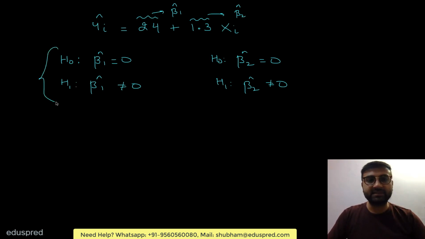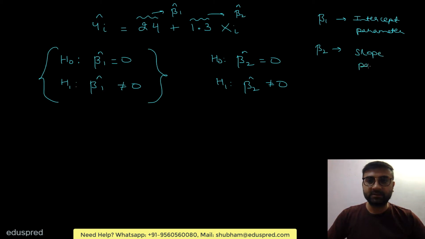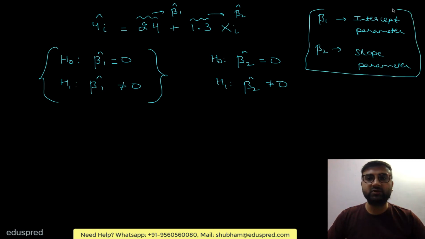Basically, the hypothesis that you have should not be based on the estimator. So in this case, you are saying that the null hypothesis is beta 1 hat is equal to 0. Think of it in this way: beta 1 is the intercept parameter, and beta 2 is the slope parameter. Now beta 1 and beta 2 are the true things that we do not know. So we are trying to estimate beta 1 and beta 2. And this beta 1 hat and beta 2 hat that we are working with are actually the estimators of beta 1 and beta 2.